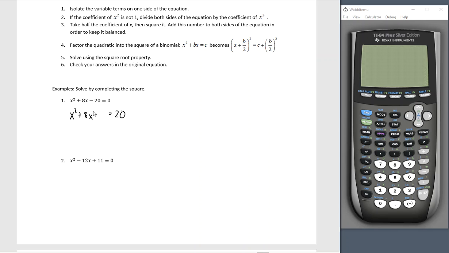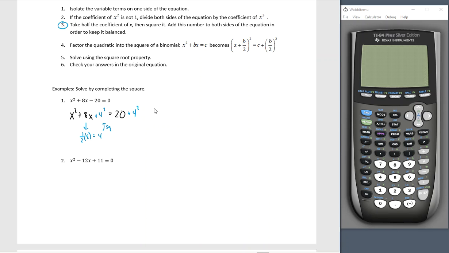Take half of the coefficient of x. So I'm going to take half of 8, which equals 4, and I'm going to square it. So I'm going to add 4 squared to both sides. That's step 3. Step 3 in blue: take half of the coefficient of x. Half of 8 is 4. When I square the 4, I'm going to add it to both sides of the equation. So I did that.